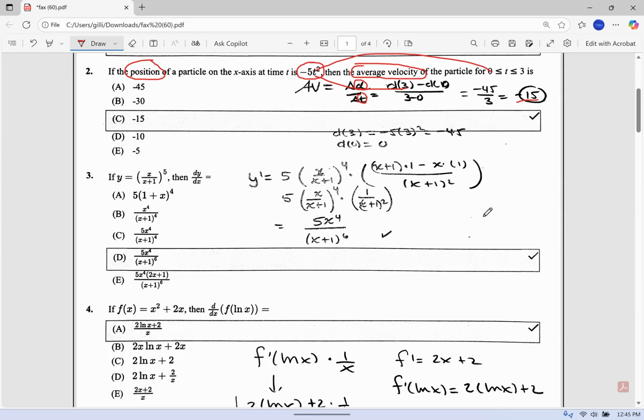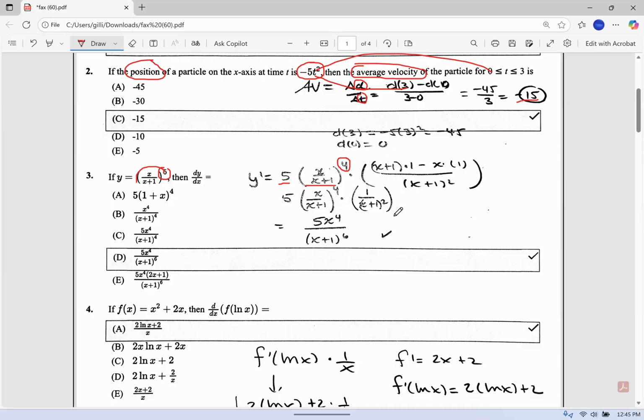In number 3, it's a function within a function. So I'm going to take down this power, drop it down in front, and make it a 5. I'll repeat the very inside. I'll decrease this power by 1. And then I'll times it by the derivative of the inside, which is a quotient rule.